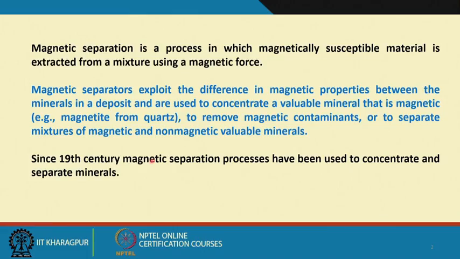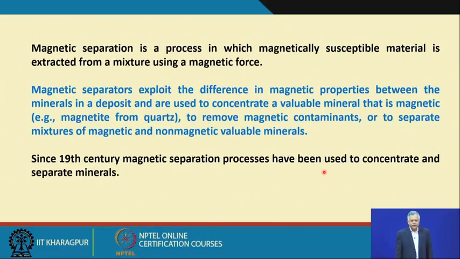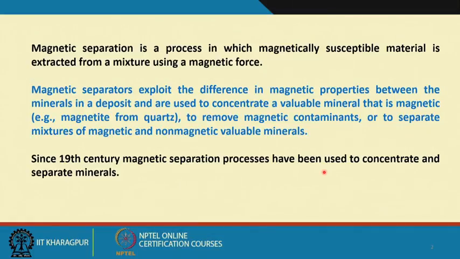Since the 19th century, magnetic separation processes have been used to concentrate and separate minerals. That means it is an old process, but modern magnetic separations are aiming at, as I had already mentioned, what fine particle sizes it can be used effectively at, and what the capacity of these machines should be. That means the low grade minerals demand that we have more capacity of these machines. So, how these designs are changing will be the main theme of this discussion.